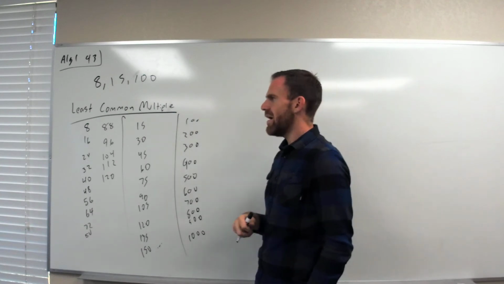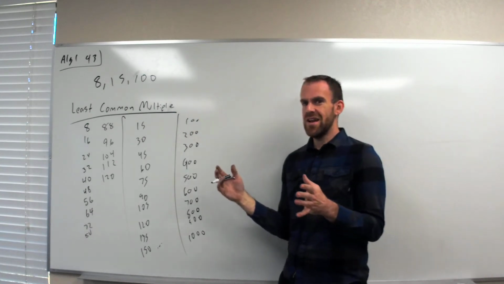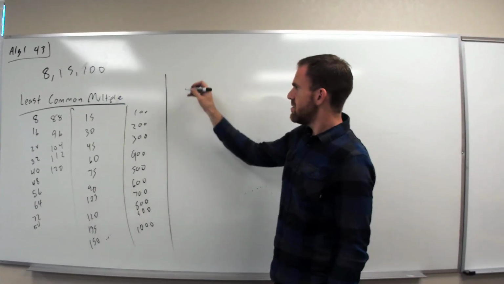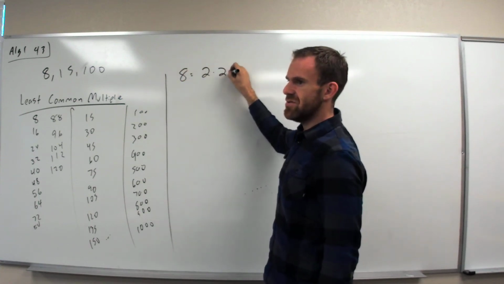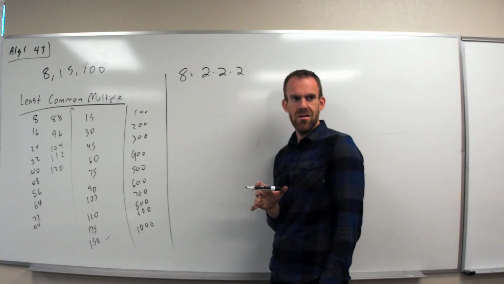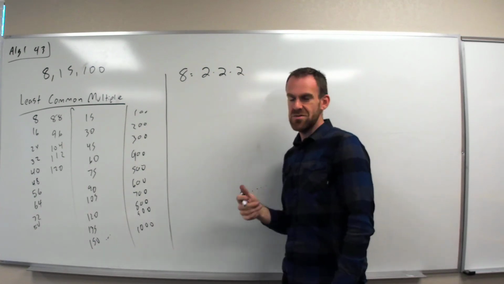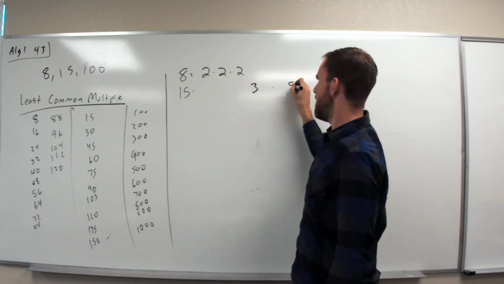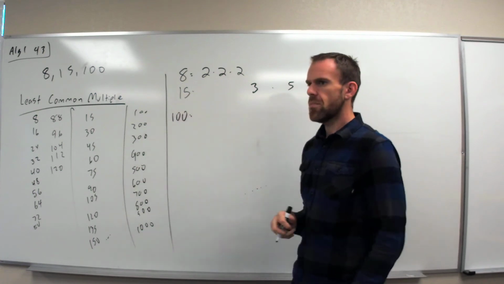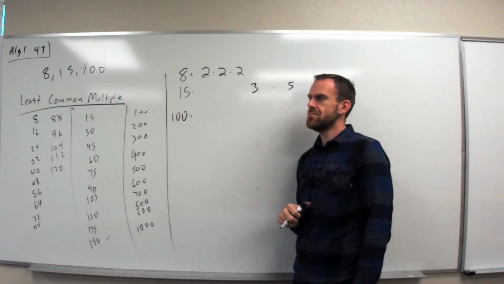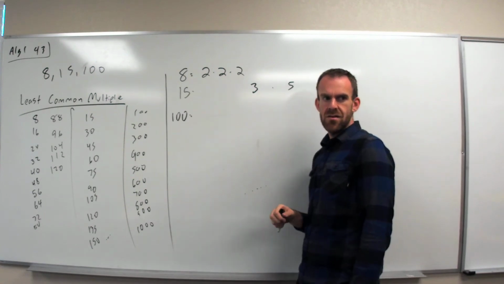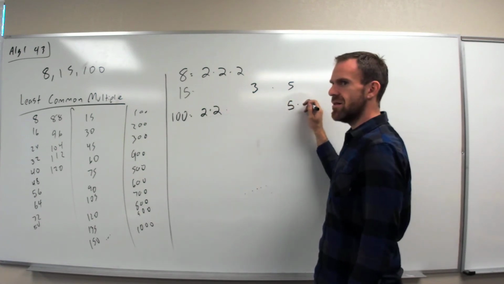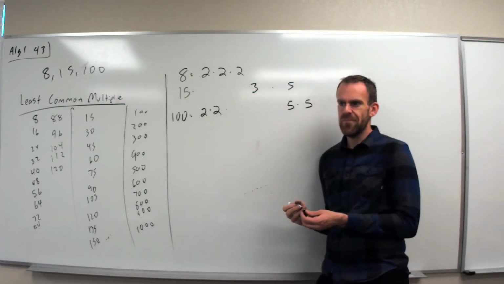Wouldn't it be easier to... Okay, so this is a waste of our time, right? We're never going to get it. So let's instead look at what they all need. So 8 is 2 times 2 times 2, right? Everyone agree? If you do the little factor tree, you get 2 times 2 times 2. What about 15? How do I get 15? 3 times 5. What about 100? How do you get 100? 2 times 2 times 5 times 5. 4 times 25, right?